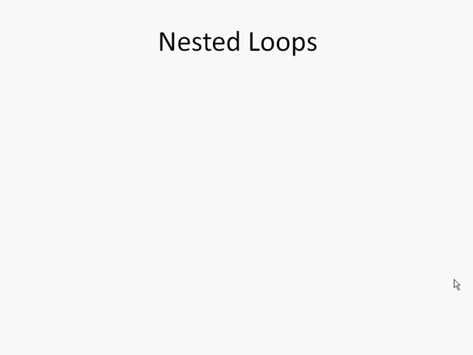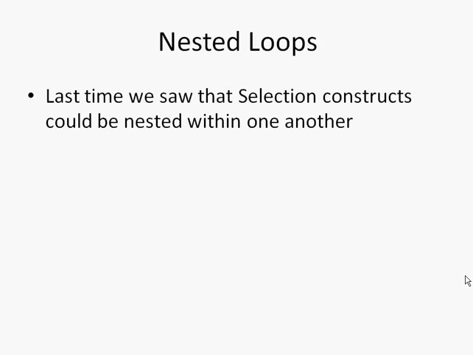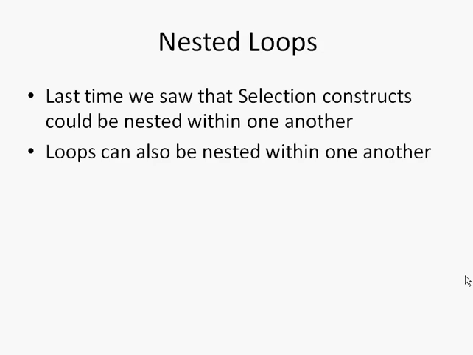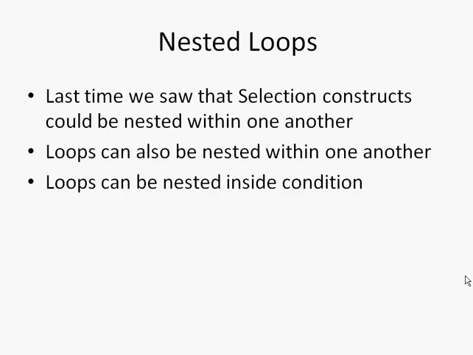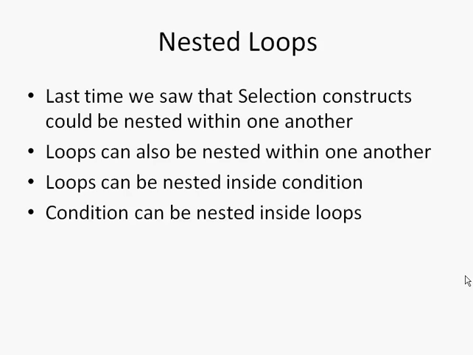One thing you're going to need to know about as well is something called nested loops. Now in the last video we saw that selection constructs could be nested within one another, so you could have an if statement inside of an if statement. Well, the same thing can happen with loops. Loops can also be nested within one another, so you can have a loop inside a loop. Loops can be nested inside conditions, so you could have a loop inside an if statement, and conditions can be nested inside loops, so you could have an if statement or a select case inside a loop as well.